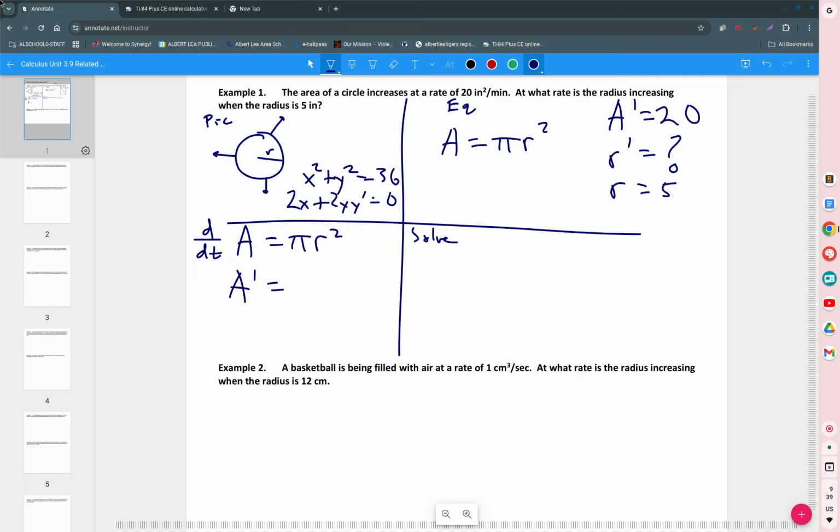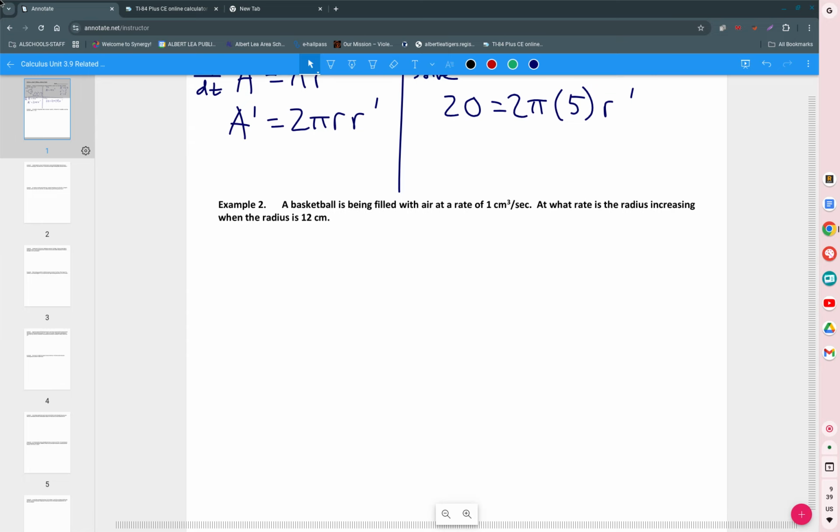Pi is a constant, but r squared, we would take the derivative, we would move the 2 in front, so 2 pi r, but r is not t, so we attach an r prime. Now we just solve. So a prime is 20. The current radius is 5. And r prime, we don't know. But we will be able to figure out now that we just plug those in. No big deal, right?